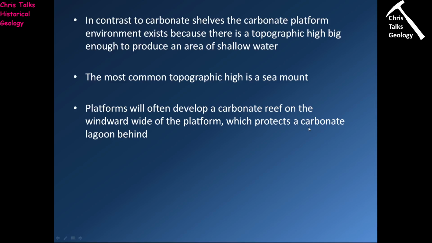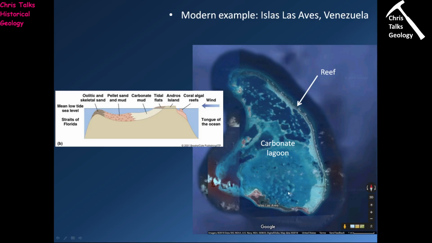Okay. So in contrast to carbonate shelves, carbonate platform environments exist because there is a topographic high big enough to produce an area of shallow water. Of course, the most common of these topographic highs on the seafloor will be a seamount. These platforms will develop a carbonate reef on the windward side of the platform, and that will protect a carbonate lagoon directly behind. So here's quite a nice example.